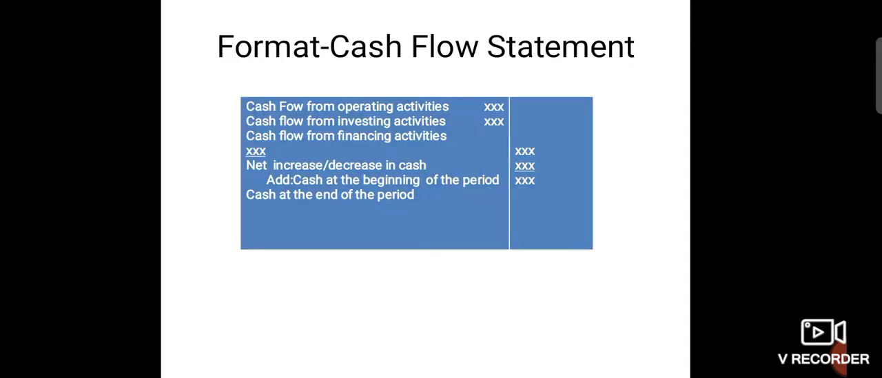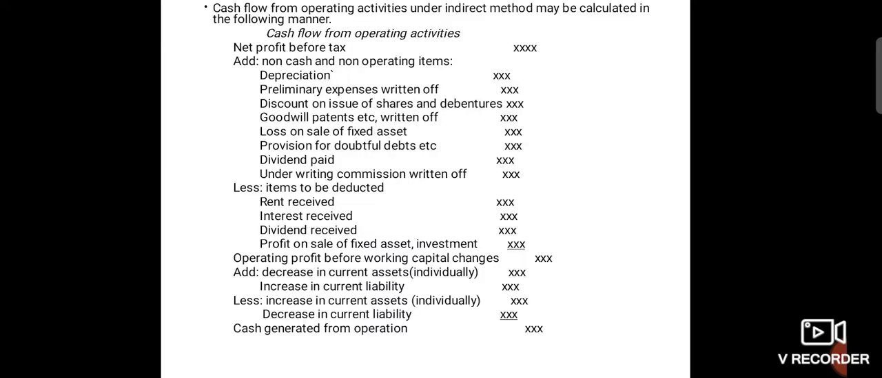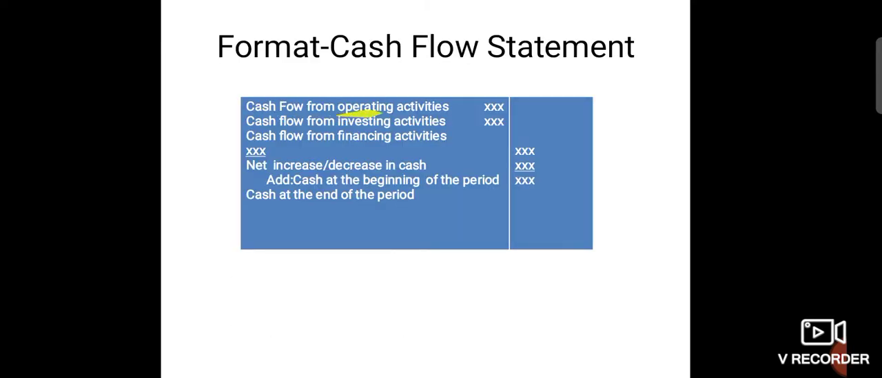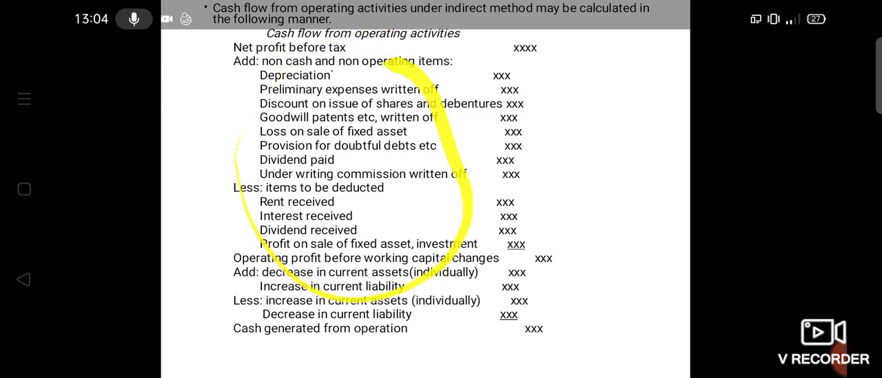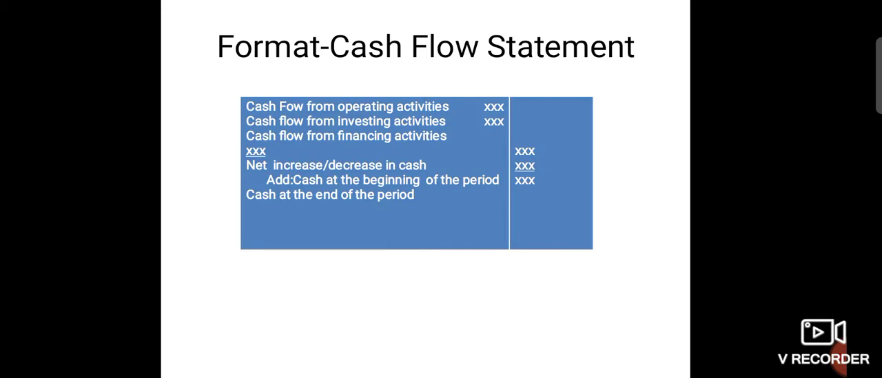Okay. Now, the general cash flow statement format. This is the format. Particulars, amount. First will be cash flow from operating activities, and that calculation is what we have just discussed. Okay, so under the first heading, cash flow from operating activities, this format will come. So we'll get cash flow from operating activities.